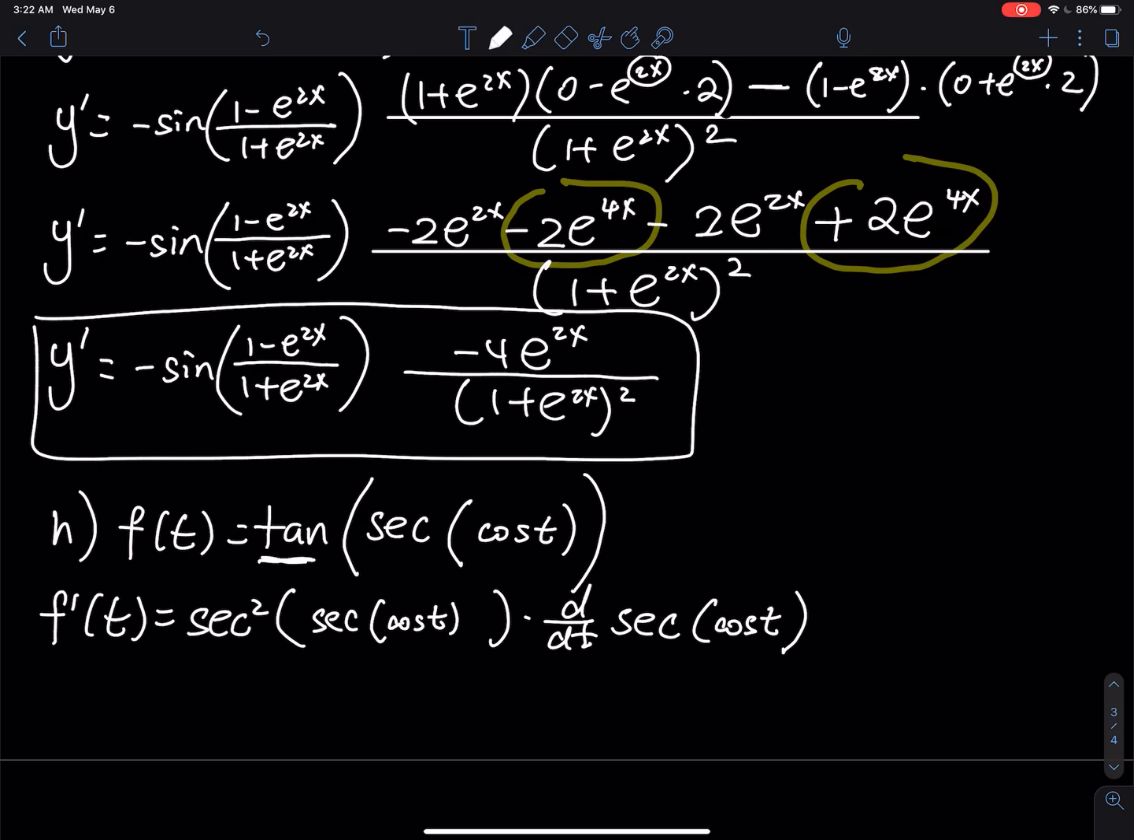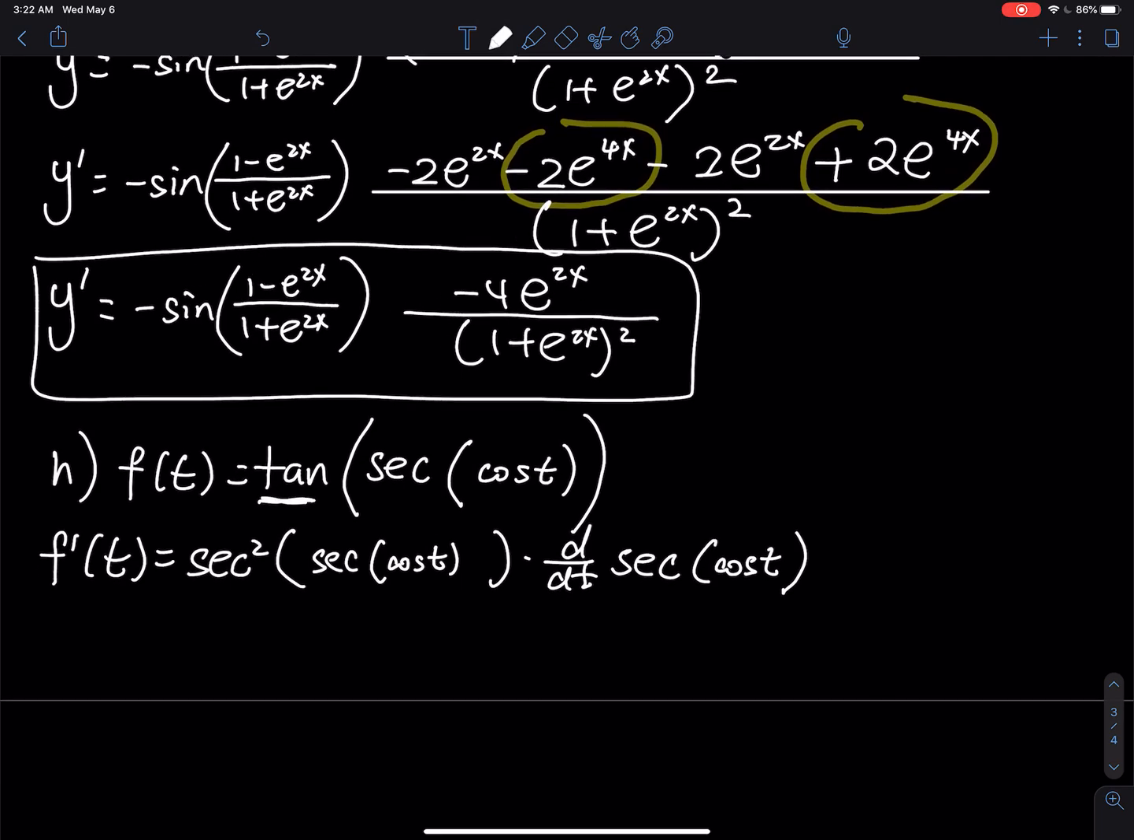So next you have to take the derivative of secant. The derivative of secant is secant times tangent, which is secant of the stuff inside its parenthesis times tangent of its stuff inside the parenthesis. That stuff is cosine. Are we done? No, we still have a cosine in those two trig functions. So we also need to take the derivative of cosine.